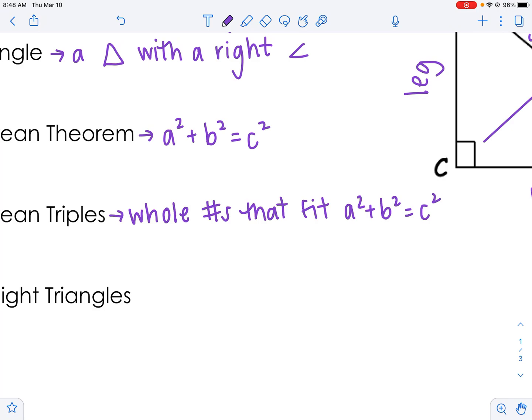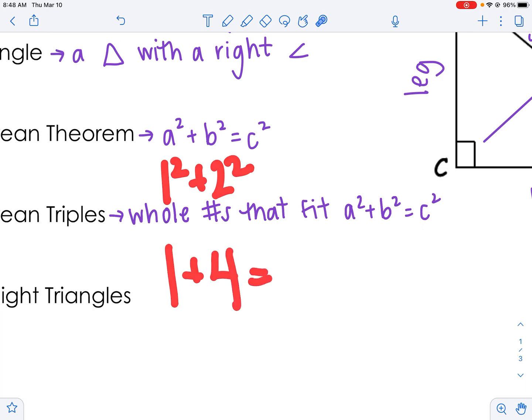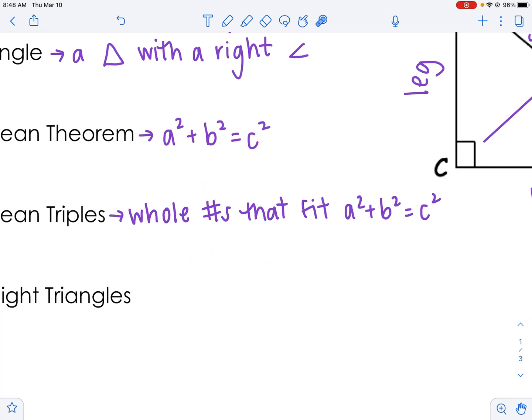Now, not all whole numbers would fit the Pythagorean theorem. If I used 1 squared plus 2 squared, well, 1 squared would be 1, 2 squared would be 4, so then c squared would be 5, which means if I'm trying to find c and I square root it, I'm going to end up with a decimal.